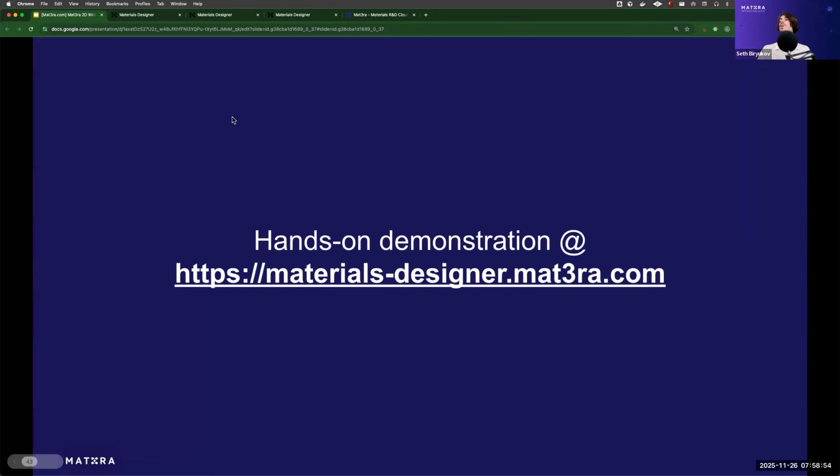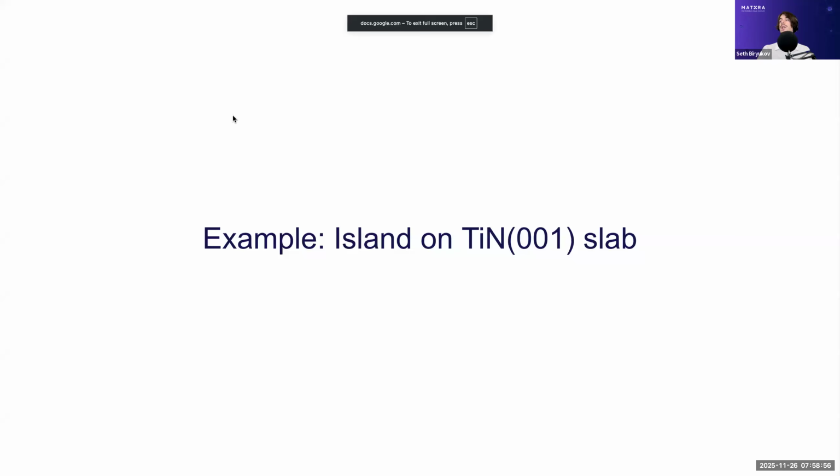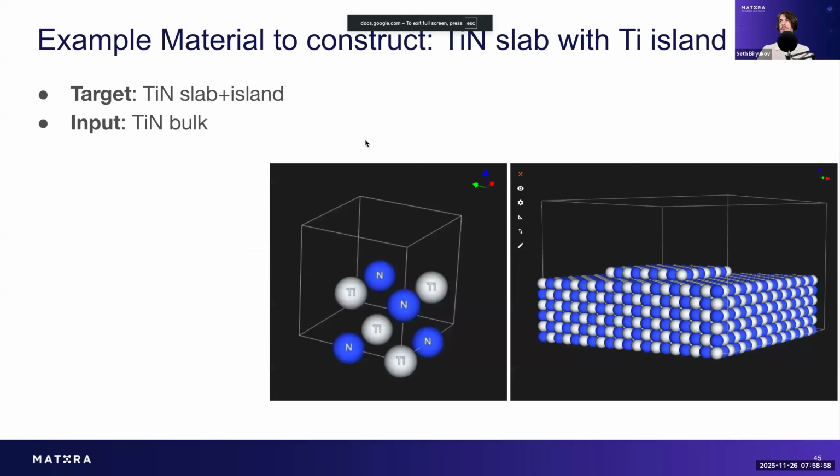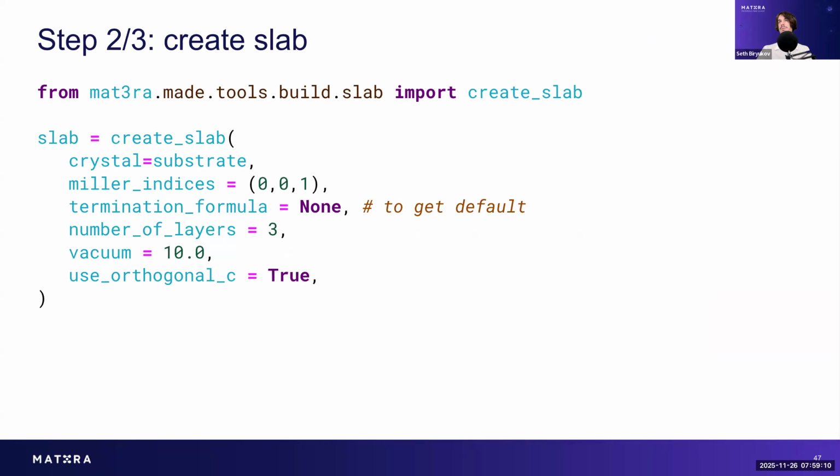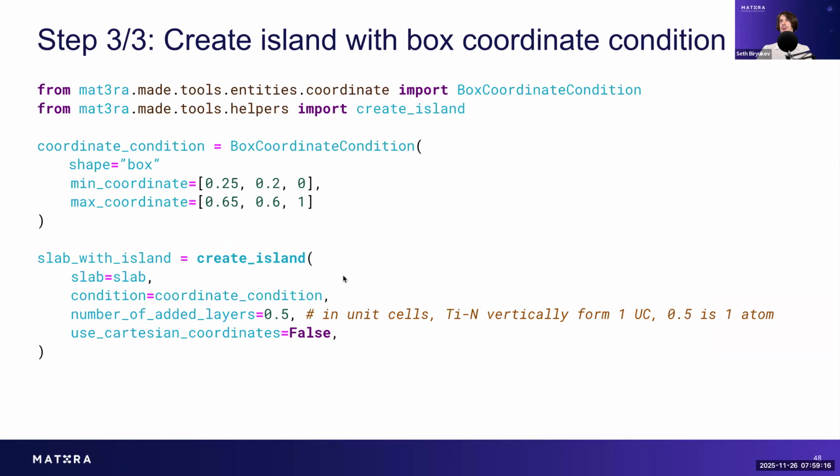Okay, next one is the island on titanium nitride slab. Again, we start with the same material and we want to create an island. Import material and then create a slab. In this case, it's going to be a bit larger. And then we want to create a slab.